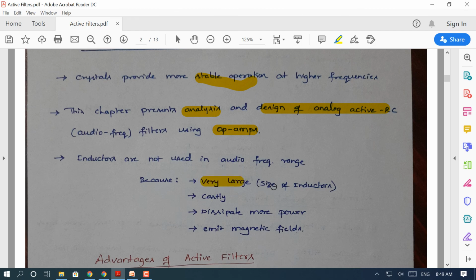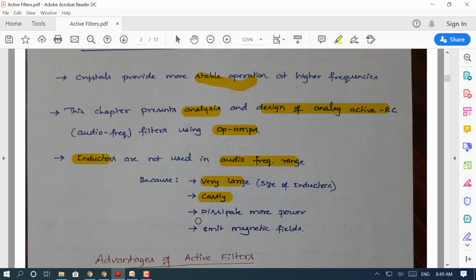The size of inductors is very large, so they cannot be employed in the audio frequency range. Moreover, inductors are costly. They're not cheaper compared to capacitors and resistors. That's one of the reasons for not using inductors in the audio frequency range.